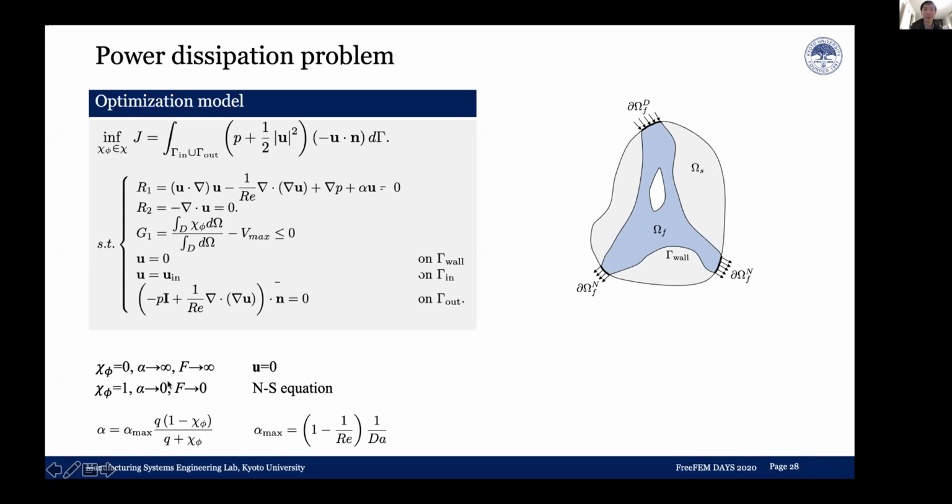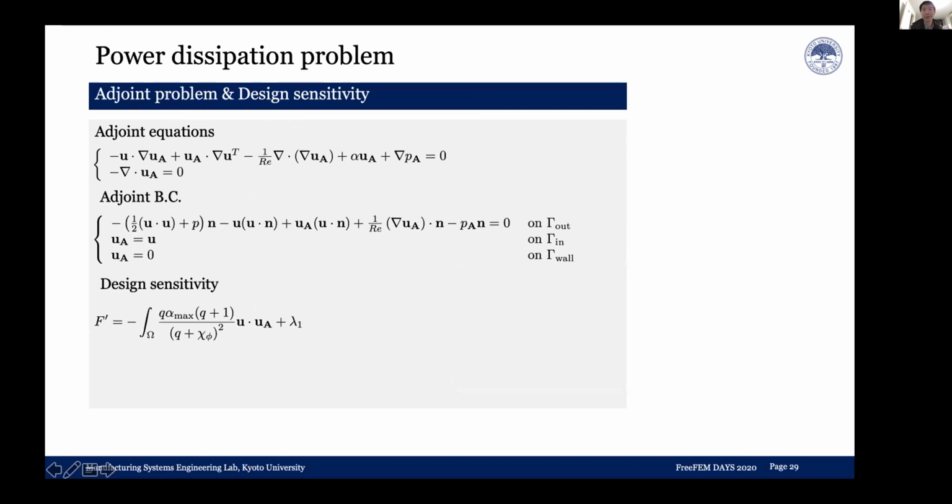So when the characteristic function chi is equal to 0, alpha is infinite. So we stop the flow. And if chi is equal to 1, we recover the Navier-Stokes. So for computing the sensitivity, we will have to solve this adjoint problem and its corresponding adjoint boundary conditions here. This is the design sensitivity.